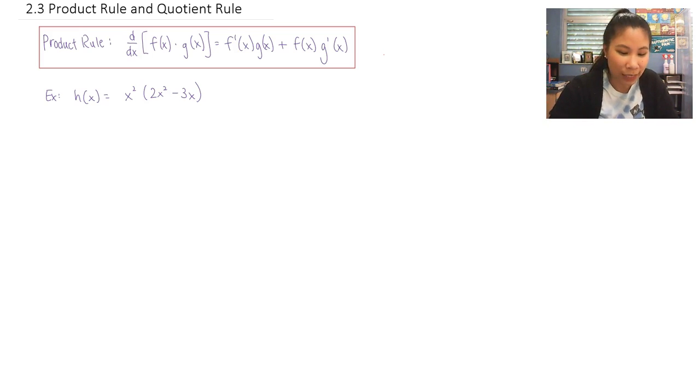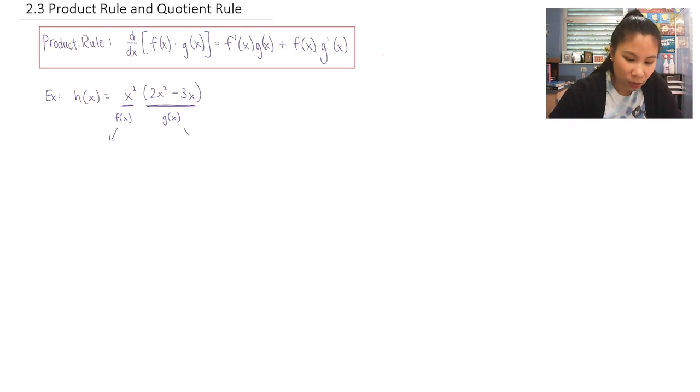So I have x squared times 2x squared minus 3x. Clearly I have two different things being multiplied together: the x squared and the 2x squared minus 3x. You can think of x squared as f of x and 2x squared minus 3x as g of x. Those are the two things being multiplied.